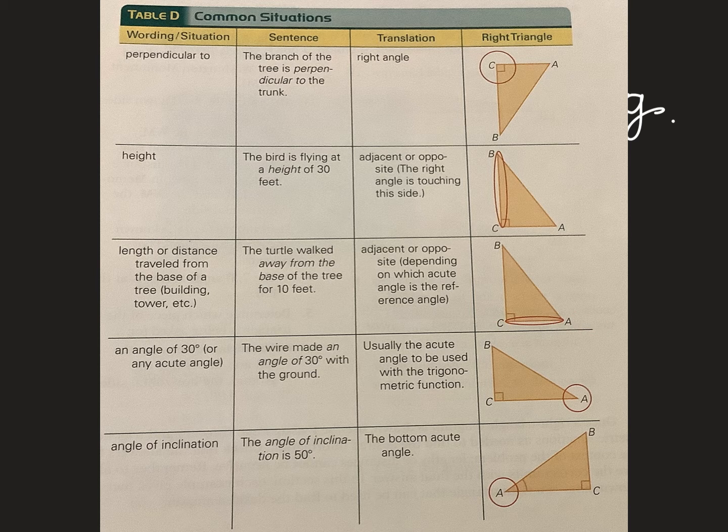So, an angle of 30 degrees. So, the wire made an angle of 30 degrees with the ground. So if this is the wire, this is the ground, that means this angle down here would be our 30-degree angle. Right, and then angle of inclination is always going to be an angle from the bottom, like, up. It's always going to be your bottom angle there, because it's like how far up from the ground it's rising. Like how much it's inclined. Okay?